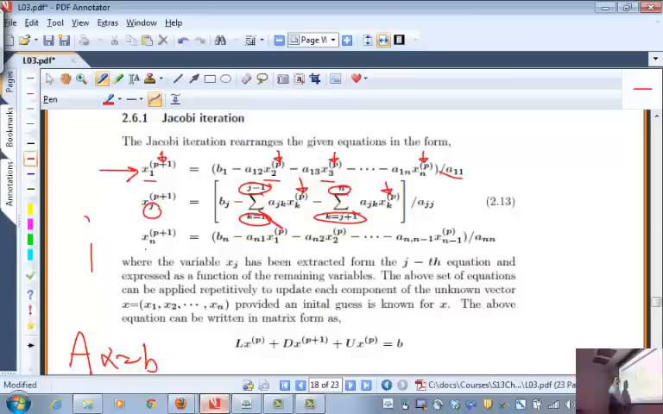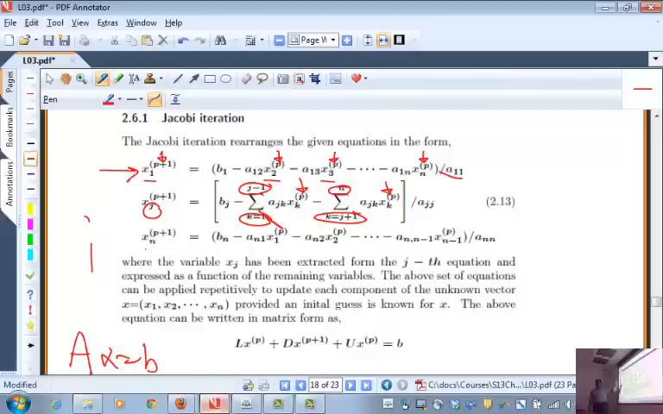In fact, to write the program for the Jacobi iteration, all I need is the second line and a loop around that going from j equals 1 to n. But I need to keep two vectors: an old vector that you make a guess at the pth level, and a new vector that you're updating at the p plus first level. Please follow this carefully.